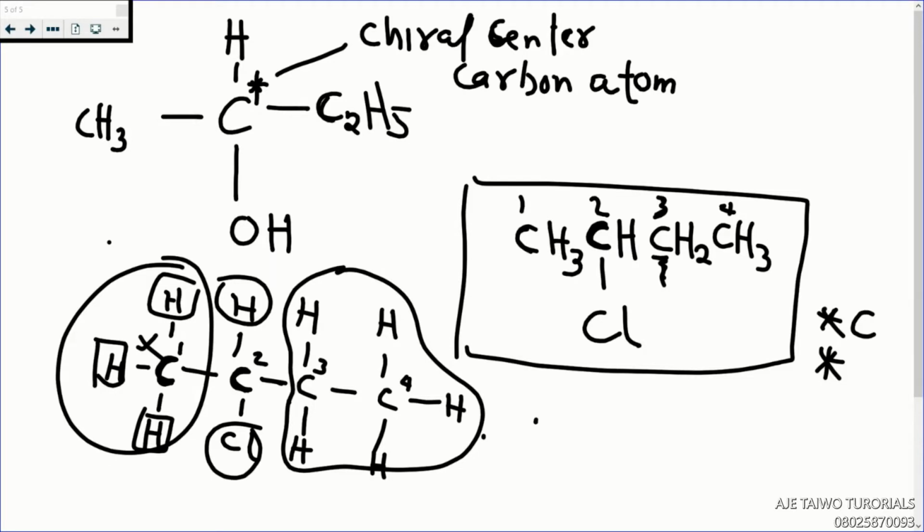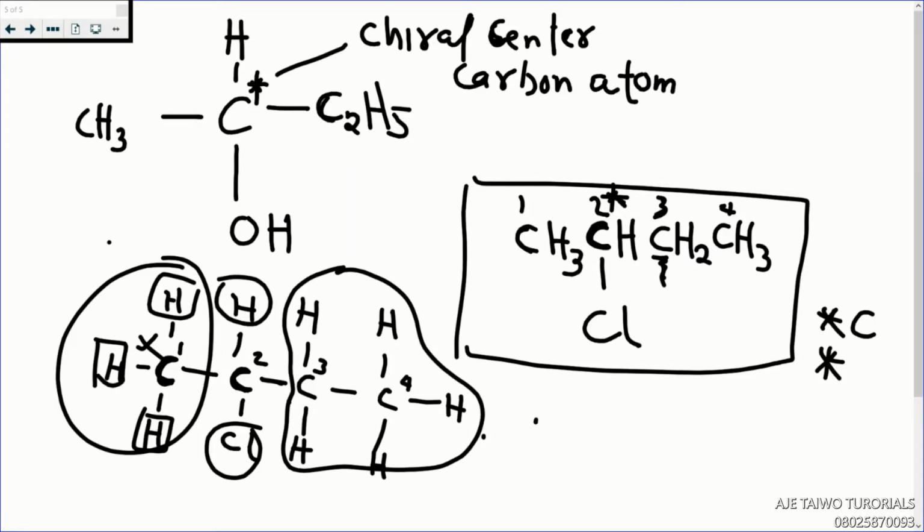And in that case, we call that carbon atom a chiral center. So this carbon 2, which I have marked with an asterisk here, is a chiral carbon atom. Carbon 2 is a chiral carbon atom, or an asymmetric center.